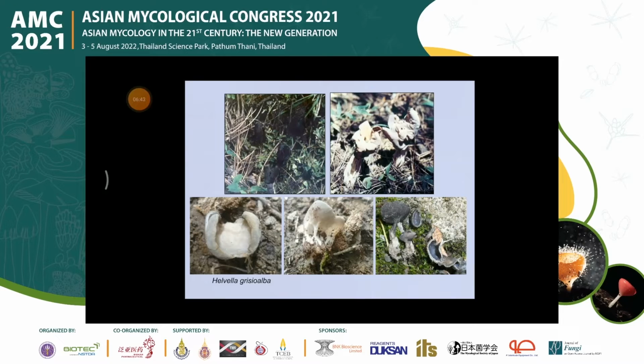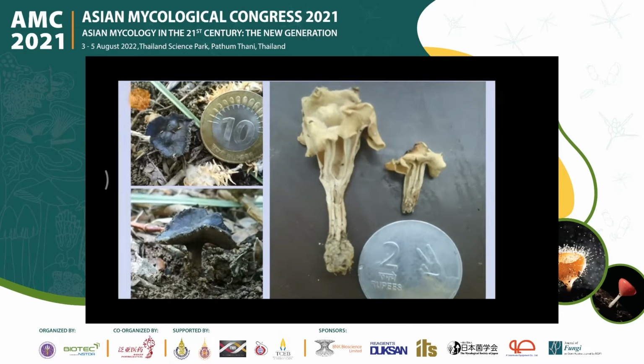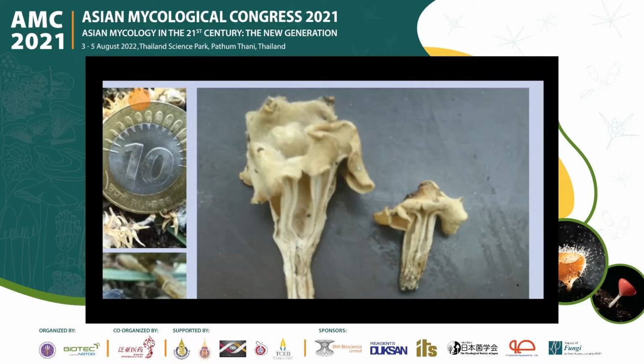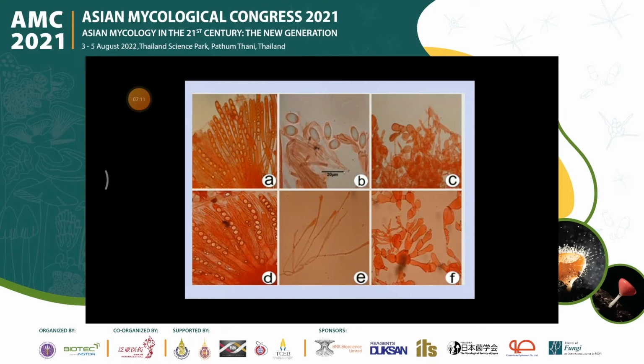Now coming to the morphological features and systematics of these natural resources. These are the species of Helvella. First one is Helvella crispa, third and fourth is Helvella griseoalba, and Helvella elastica. This is again species of Helvella corium and Helvella elastica. Here you can see a fruiting body of Helvella elastica. And these are the microscopic features of these Helvella species.